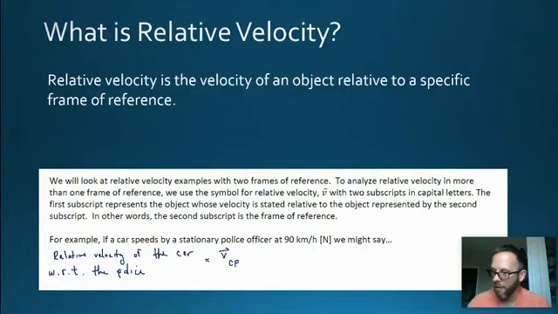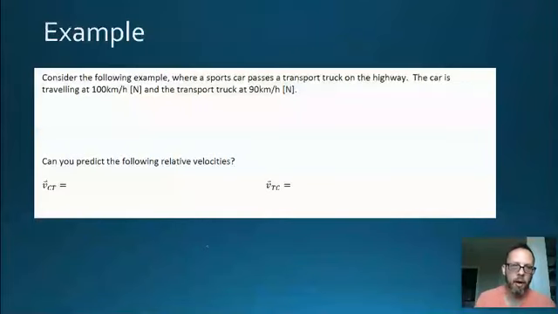So we'd say V_CP. And in this question, the police officer would be seeing the car drive by him at 90 kilometers per hour north. So that's the convention we'll use: frame of reference, second subscript. So we'll get a bit more practice with that. In this example here, I want you to try it.